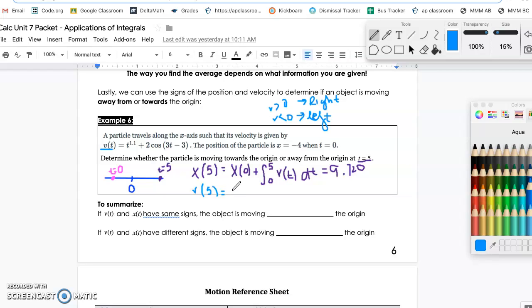That'll be 5 to the 1.1 plus 2 cos of 15 minus 3. I got the 15 because 3 times 5, my time, is 15. I'm just plugging that into my calculator. When I do that, I'll get 7.8. So here, my velocity is greater than 0, which means that my particle is moving to the right. So currently, it's moving away from the origin. So my answer for this would be away.